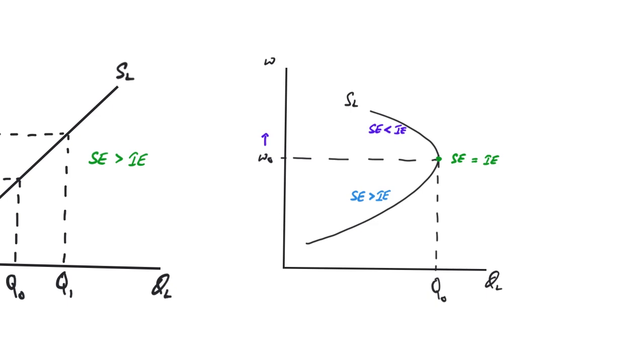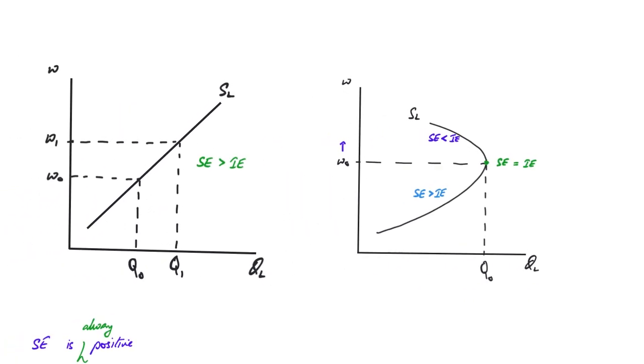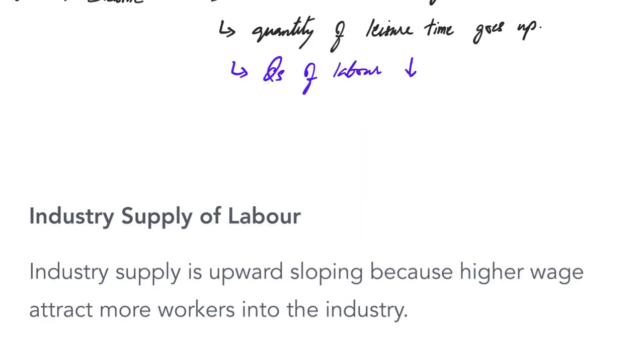Okay, so this is the backward bending supply curve. This is how it works. With wages rising, the quantity supplied of labor will not always increase, as we saw in the case of the backward bending supply curve. अब जब हम इंडस्ट्री की सप्लाई की बात करते हैं, इंडस्ट्री का सप्लाई कर्व अपवर्ड स्लोपिंग है.